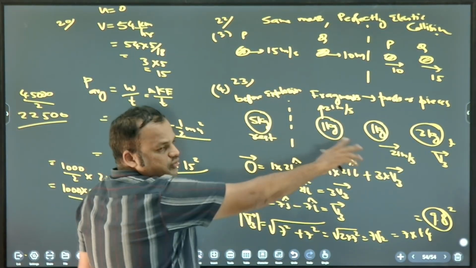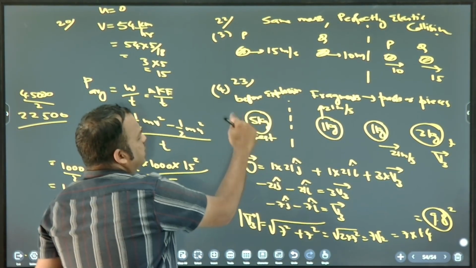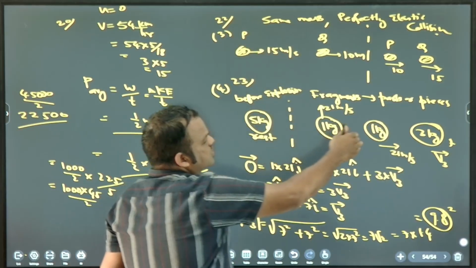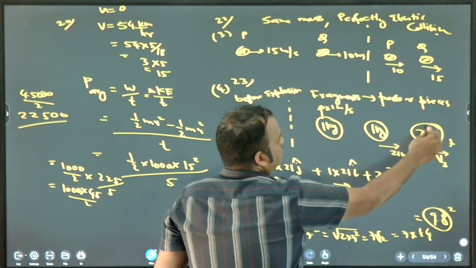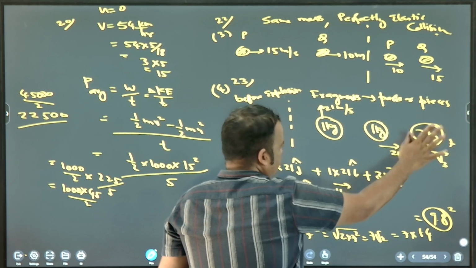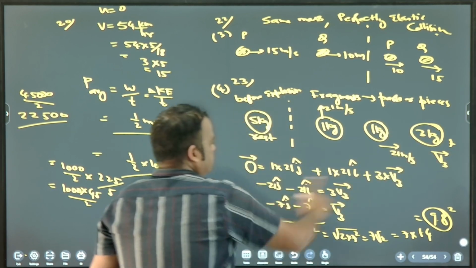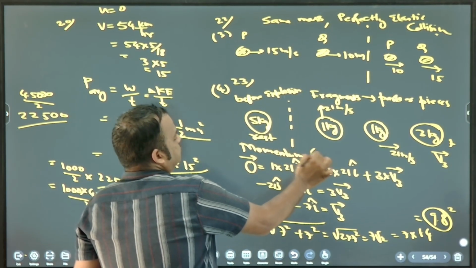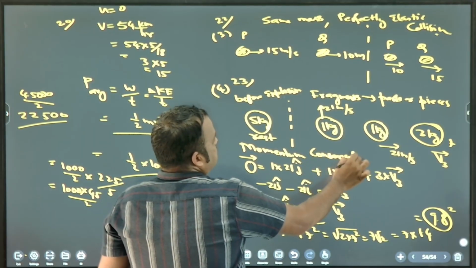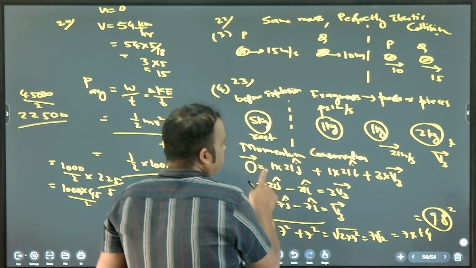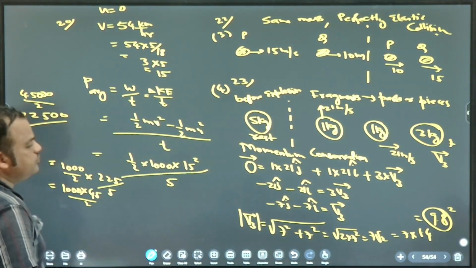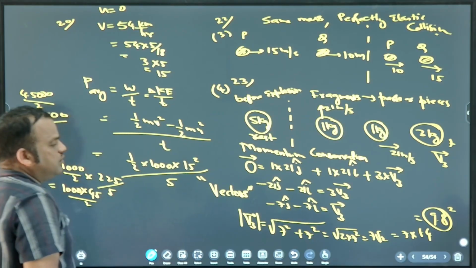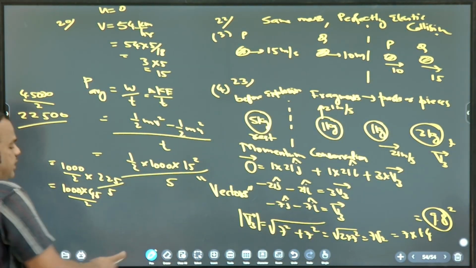So vectors. See, the big mass is exploding. One part is going up, another is going right. Now for the third, we don't know where it is going, so you assume v3 vector. Momentum conservation: initial momentum is equal to final momentum. Vectors, okay, fine. Note down. Next.